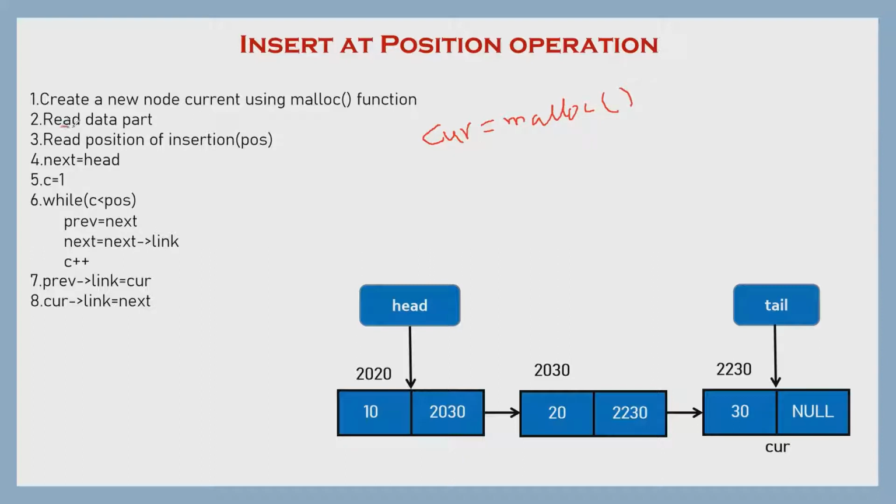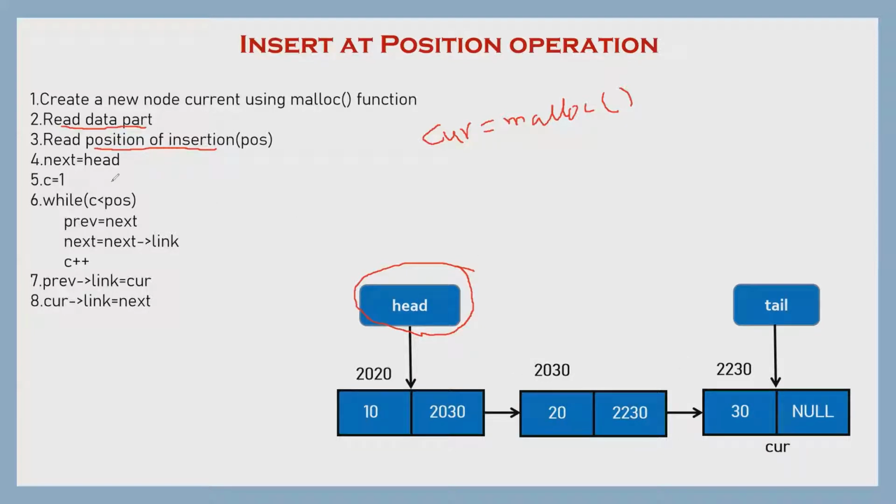Then we are going to read the data part of the current node. Then we are going to read the position of insertion. That means in the linked list at which position we want to insert a new node. As a linked list can be accessed from head node to the tail node only by using head pointer, there is no other pointer to access the remaining nodes of the linked list. So by using head only, we need to process all the nodes of the linked list.